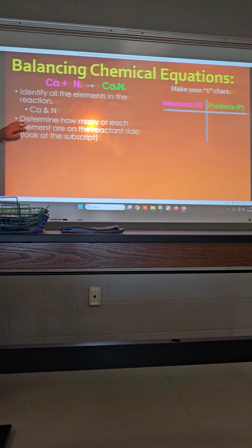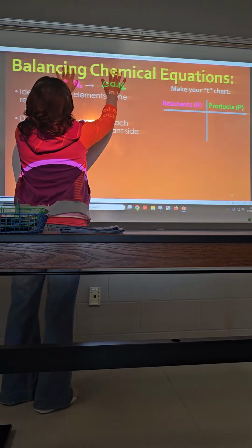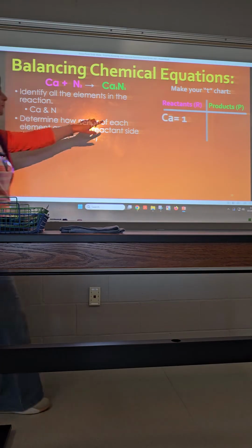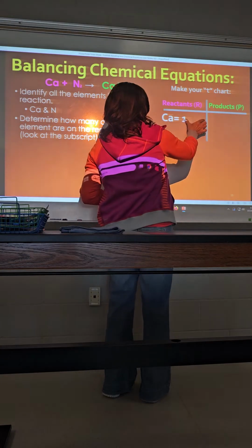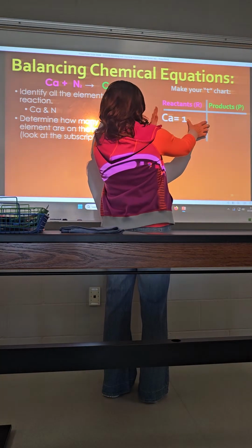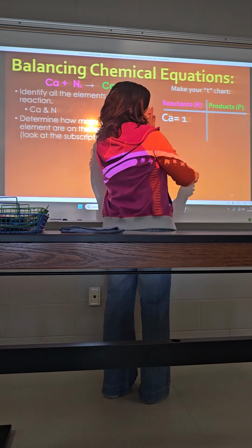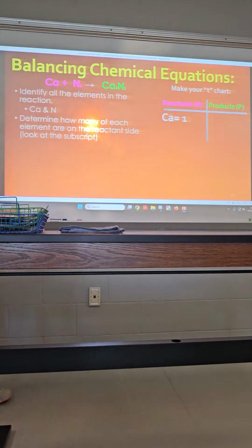All right, so the next thing is you're going to determine how many of each you have on each side of the equation. When I'm saying each side of the equation, this is the reactant side, this is the product side, on each side of that arrow. This is where you're filling in. Leave yourself some space because we might have to update this, so go over to the left a little bit so you have a gap and some room to work. So put Ca equals 1.